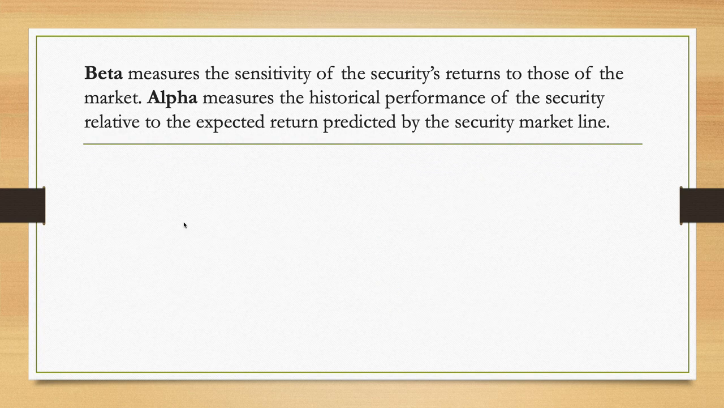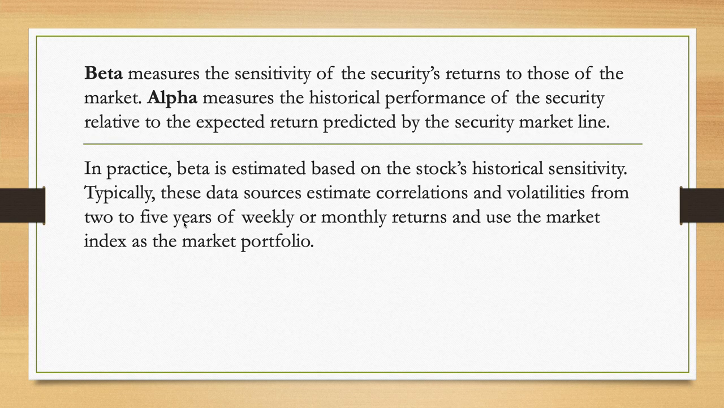In this slide, we will talk about the estimation of beta. Beta measures the sensitivity of the security's returns to those of the market. Alpha measures the historical performance of the security relative to the expected return predicted by the security market line. For most firms, beta remains relatively stable over time, but alpha has very little persistence. Therefore, in practice, beta can be estimated based on the stock's historical sensitivity.